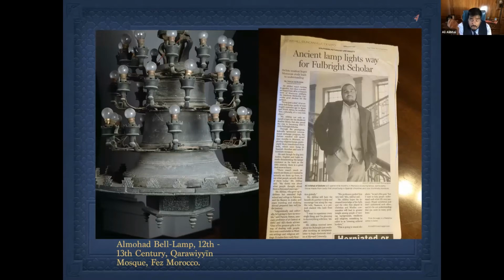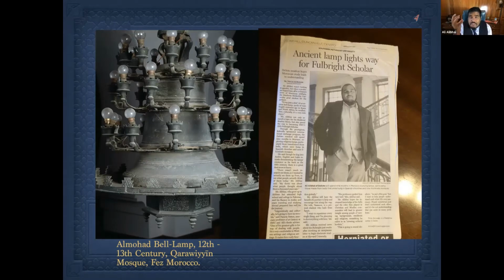Christian bells have been used in various forms of pre-modern Islamic material culture, which I won't get time to talk about today. But the persistent practice of forging lamps from bells is peculiar to the Maghrib region of the Islamic world. And as I mentioned, it's a tradition which began in 10th century Umayyad Cordoba.